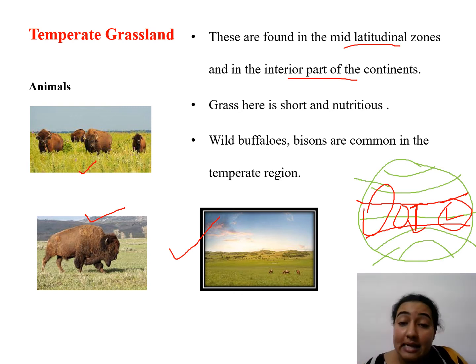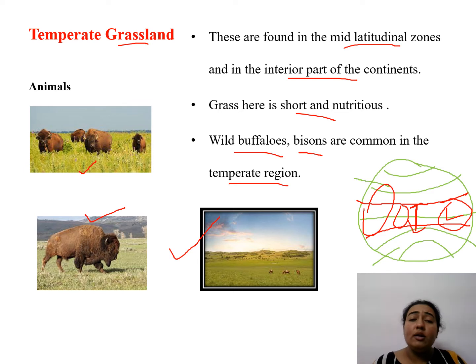Now the grass here is short and nutritious. The grass is short, which is why it's known as temperate grassland, and it is nutritious. That's why we can see that wild buffaloes, bison and other animals are common in this temperate region. They keep on having this grass as their diet.